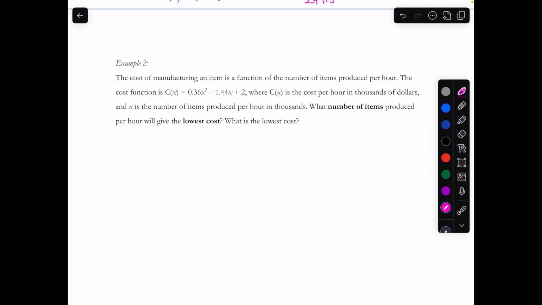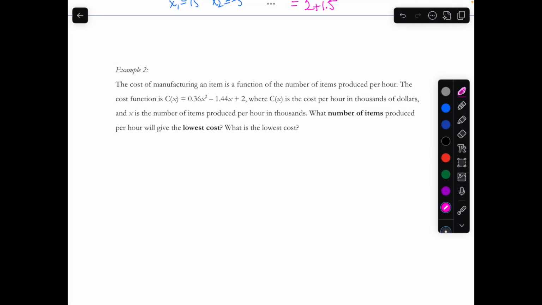Okay, and let's end there. I can do example 2 together with us as a class. This one has to do with completing the square. Okay, guys, I will see you next class. I'll be in on Thursday.